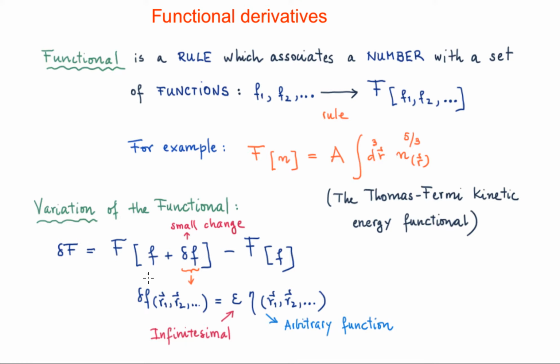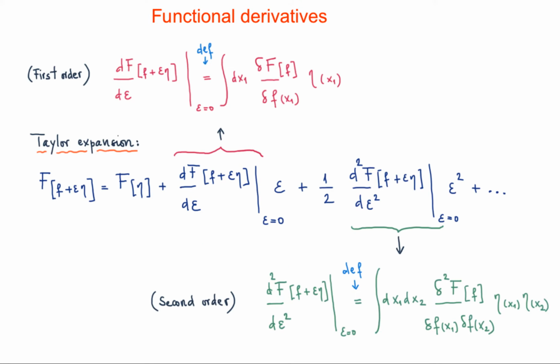So as this change is defined in terms of epsilon, which is basically just one parameter, we can do the Taylor expansion in terms of epsilon, which is very easy to do. So this is the Taylor expansion here. Here we have the Taylor expansion of the functional F when the function f changes from f to f plus epsilon times eta.